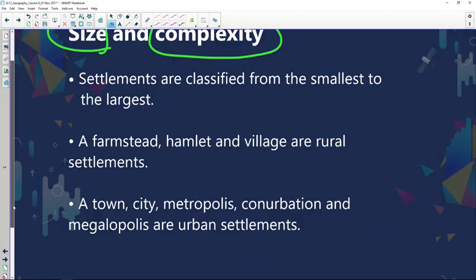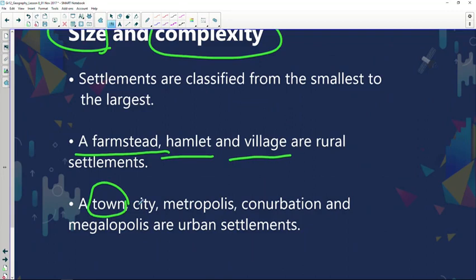Now, rural settlements are classified according to the size, like I've mentioned. And usually it's farmsteads, hamlets, or villages. As soon as a rural settlement changes into a town or a city, it changes over to an urban settlement. Now, we have all of the above in South Africa. We do have towns, we do have cities, we do have metropolis, we've got a conurbation, and we've got a megalopolis. But unfortunately, we do not experience this one in South Africa.